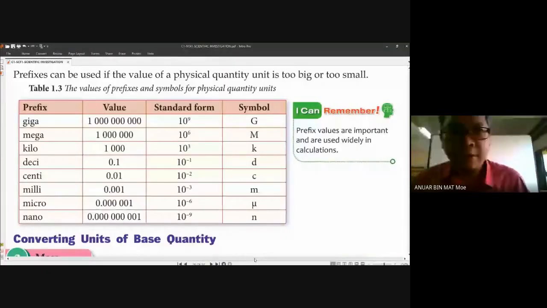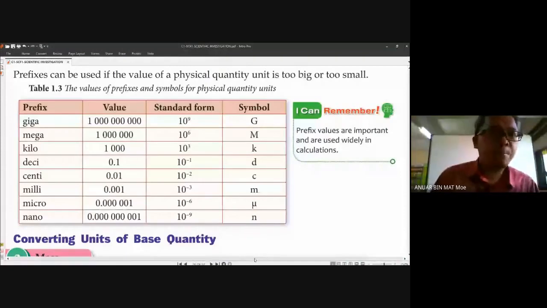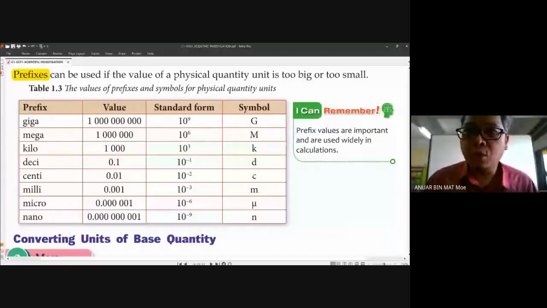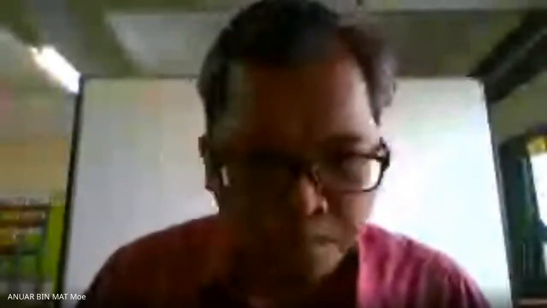All right. So this is what we call a prefix. Page 16. This is what we call a prefix. It can be used if the value of a physical quantity is too big or too small. What is the example of prefix? This is the example of the prefix that you need to know in science.